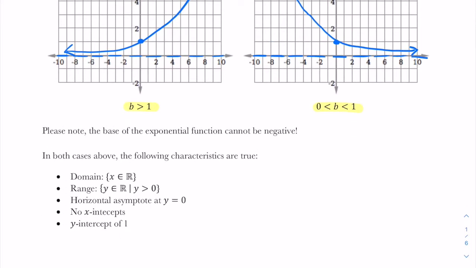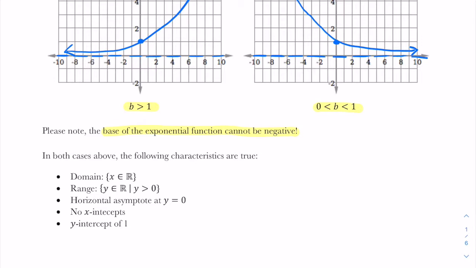One important thing, the base of any exponential function cannot be negative. That's very important. The two cases are always going to be a positive number larger than 1 or a positive number between 0 and 1.